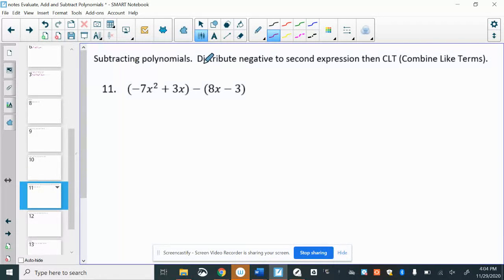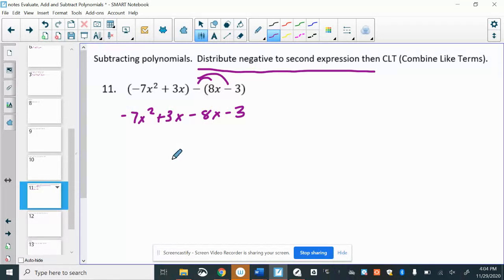Subtracting polynomials, kind of like adding, we just have to distribute the negative to the second expression and then combine like terms. So I'm going to bring down the first term. And then we've got minus 8x minus 3. Just looking to combine like terms here, we're going to have minus 7x squared. Combining these two guys, minus 5x minus 3. And there's our answer there.